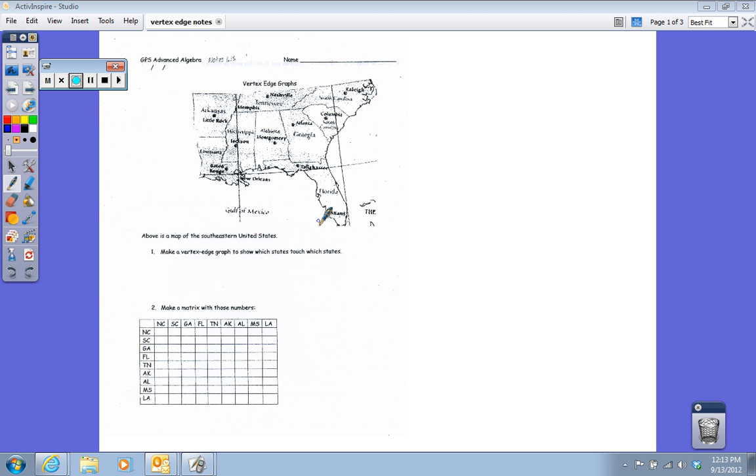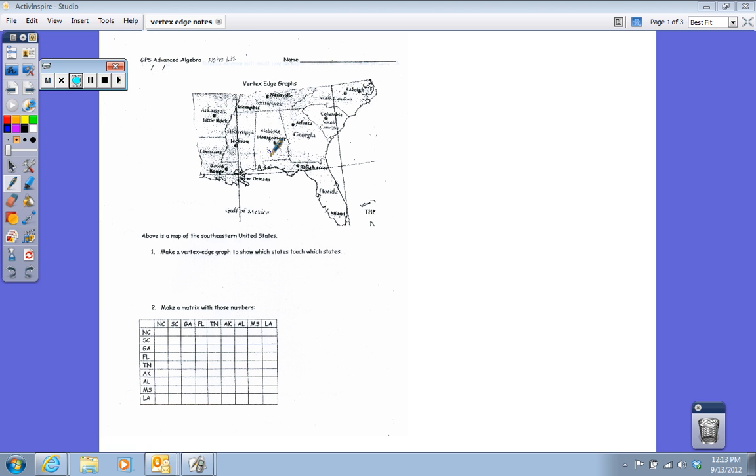Okay, we're going to do vertex edge graphs. These were the notes that we went over. This is for anybody who needs a refresher to do your homework, study for the upcoming quiz, or just wasn't in class. So you were given this handout, and it had the southeast region of the United States.